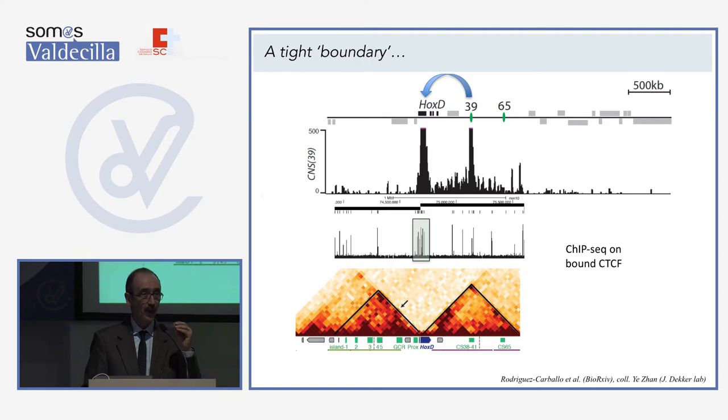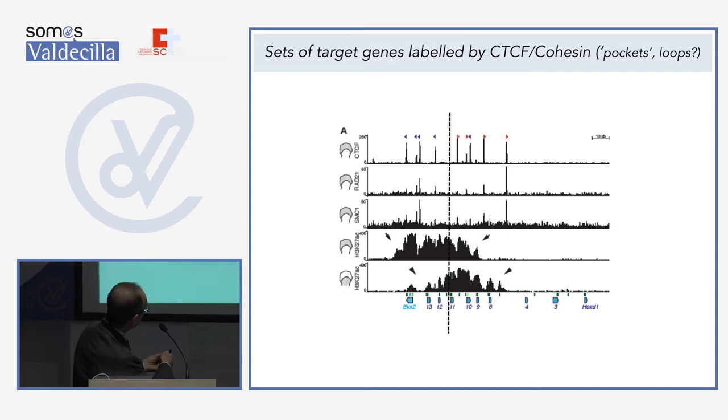If you zoom in this region here, you see all the CTCF, 1, 2, 3, 4, 5, 6, 7, 8, 9, 10. Okay, huge concentration of CTCF, which have different orientation. All these sites, but one, they look towards this direction. Okay? All these sites, these four sites, they look towards this direction. In between, again, you get this boundary between gene number 11 and gene number 12.